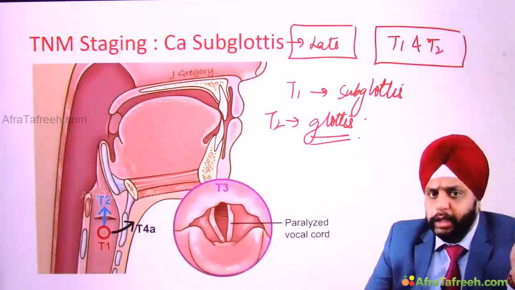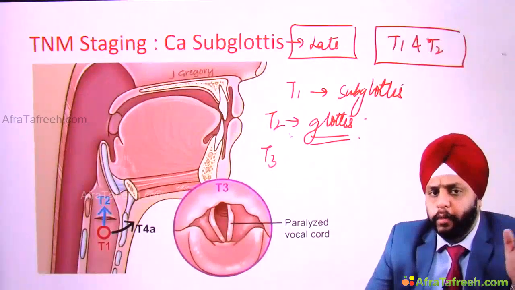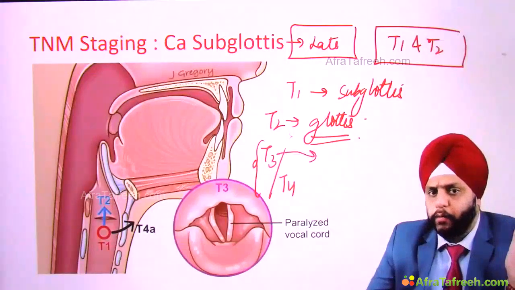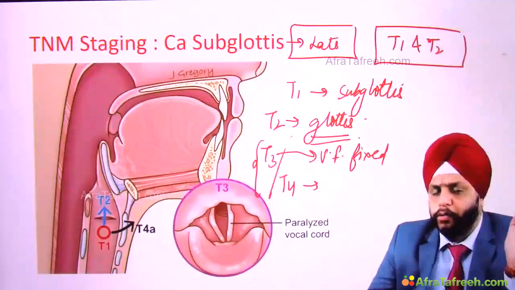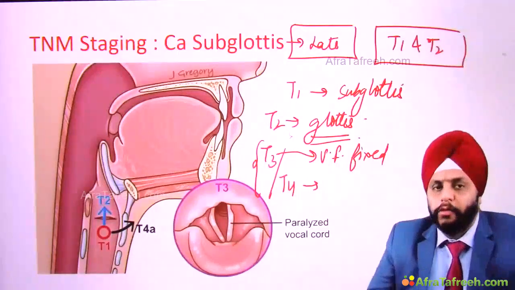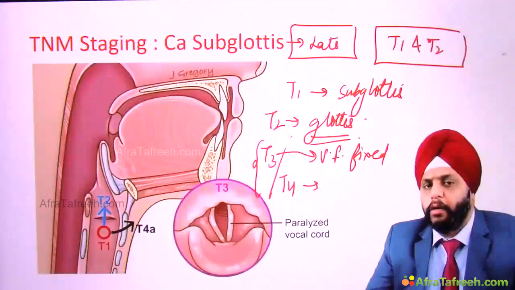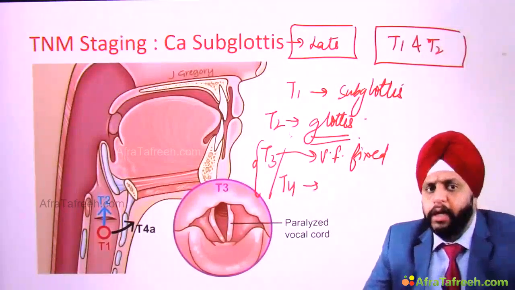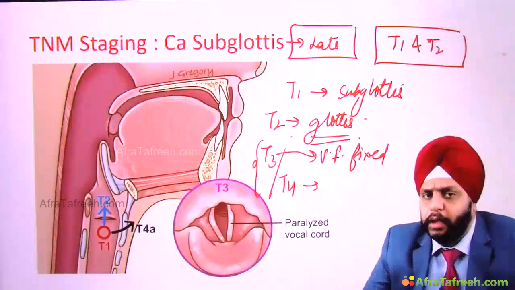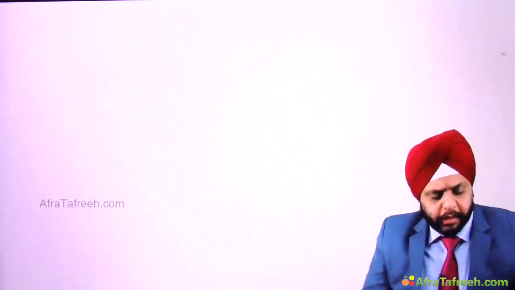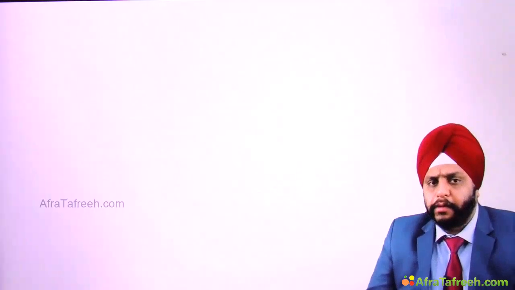Now, T3 and T4 for CA subglottis is same as glottis. Okay, they are same. So T3 vocal fold fixed, that is your T3. T4 it goes outside larynx, right? So that is your T4. So CA subglottis and CA glottis, T3 and T4 staging is absolutely same. T1 and T2 usually does not present in CA subglottis. Okay, right. So these were the TNM staging, and we have already discussed the treatment.